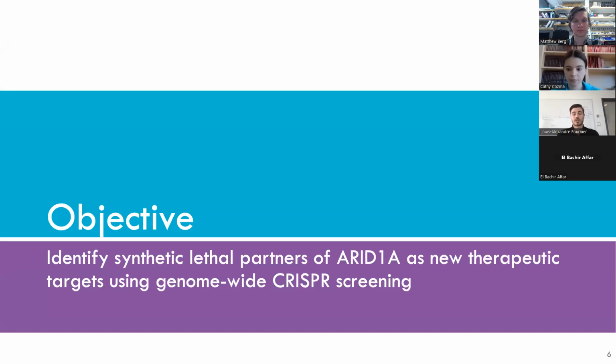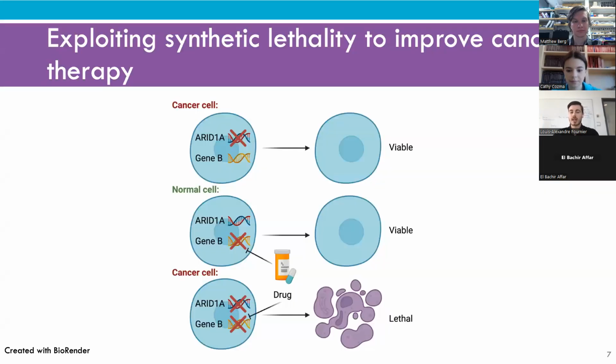So that's where my project comes in. My goal is to address this issue by identifying synthetic lethal partners of ARID1A as new therapeutic targets using genome-wide CRISPR screening. Synthetic lethality is this concept where a combination of genetic deficiencies will result in a lethal phenotype, whereas a single deficiency will not. In other words, we know that cancer cells select for the loss of ARID1A. And if we're able to identify synthetic lethal partners, for example, gene B in the slide, that we could target using a drug, this would allow us to selectively kill these ARID1A deficient cancer cells.